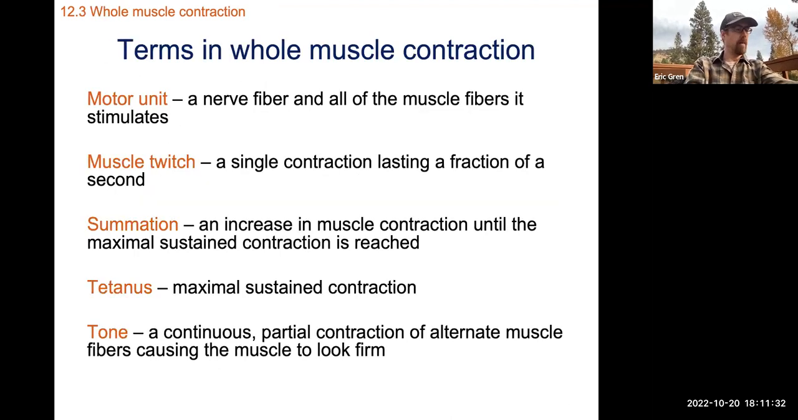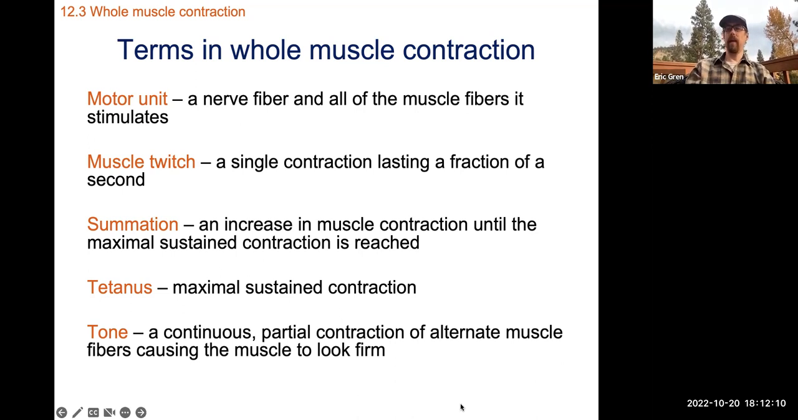All right, some terms here. A couple of these I've mentioned already. Remember that a motor unit is a nerve, and all of the muscle cells that it stimulates, okay? So it could be one nerve and 10 muscle cells. It could be one nerve and 100 muscle cells. Motor units come in different sizes, but it's always going to be one single neuron and all of the individual muscle cells that are innervated by that particular neuron, okay?